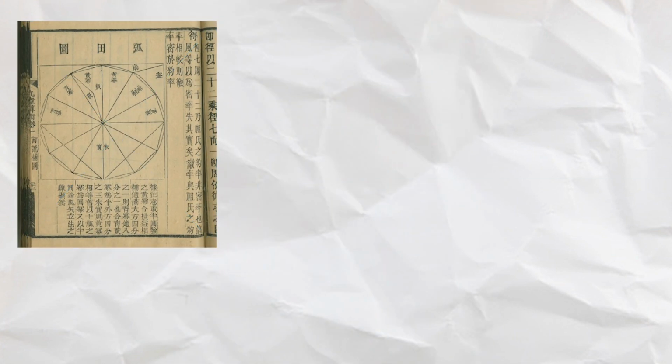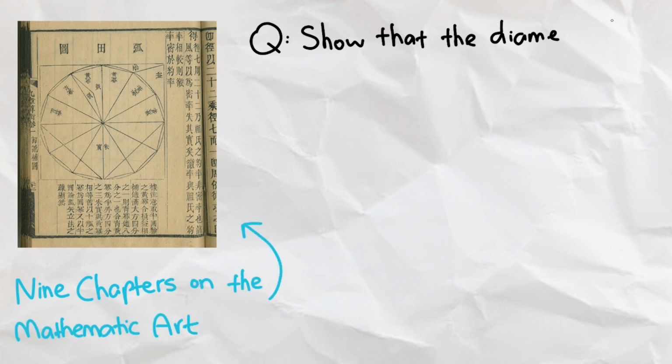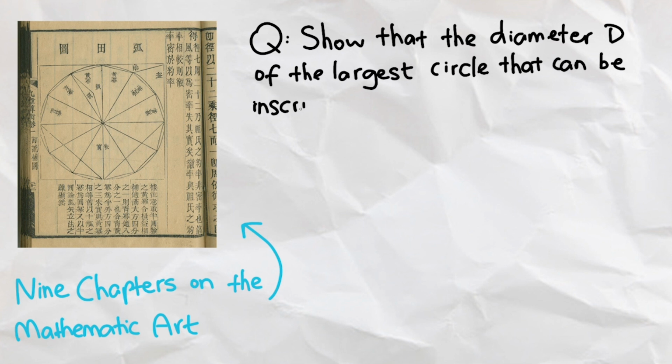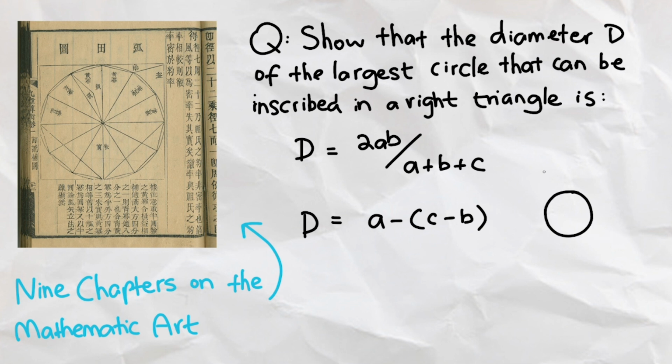This is a pretty neat question from chapter 9 in the 9 Chapters on the Mathematical Art, written by the ancient Chinese civilization. Show that the diameter d of the largest circle that can be inscribed in a right triangle is given by d equals 2ab over a plus b plus c, or d equals a minus c minus b. In this video, we'll go over how exactly this was proven geometrically, without any of the modern algebra we use today.